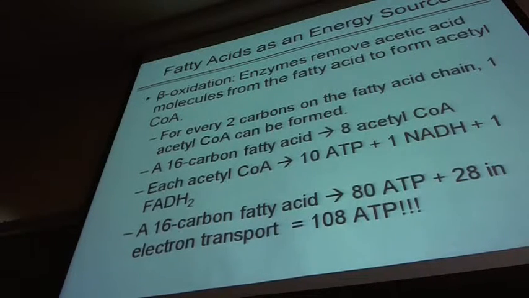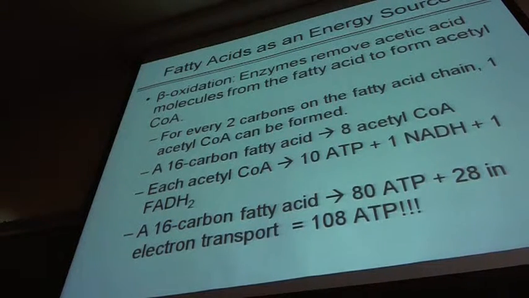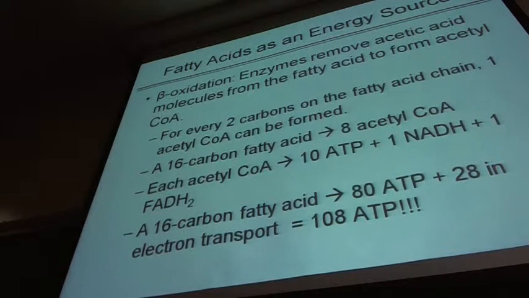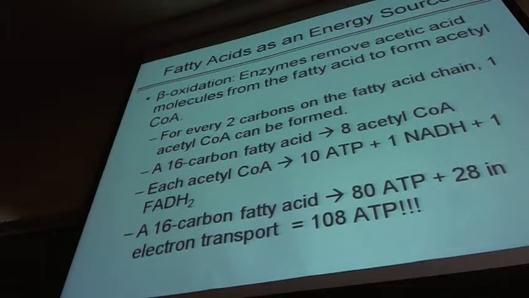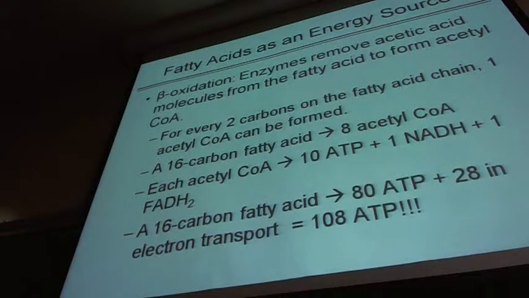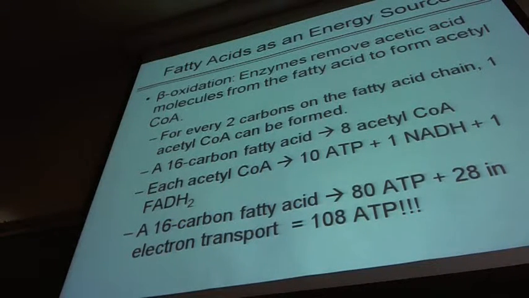Fatty acids as an energy source, beta oxidation. Enzymes remove the acetic acid molecules from the fatty acid to form acetyl-CoA. So it's chopped off in 2-carbon chains. And then the beta oxidation turns it into acetyl-CoA. Acetyl-CoA goes right into the Krebs cycle, like we showed you. Attaches to the 4-carbon carrier and right around the Krebs cycle.